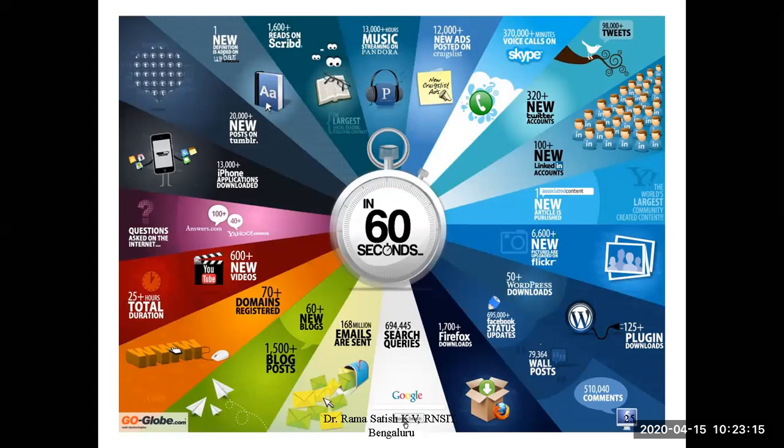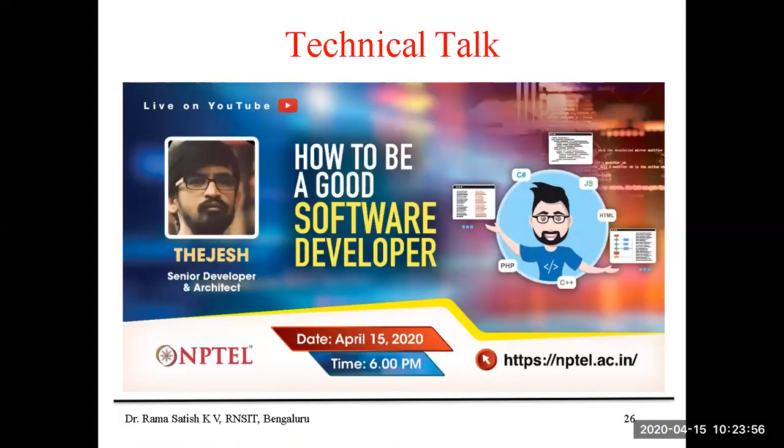This is not a source that I have created. I have taken this information from the goglobe.com website, and you see a lot of data being generated. This is a good example of a data flood. Data is flooding continuously, and it has to be monitored, stored, and analyzed for your betterment. That is the overall takeaway with this slide.